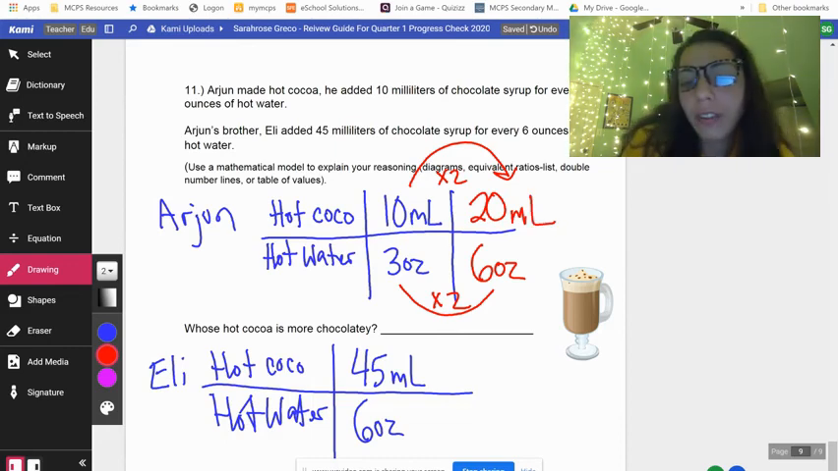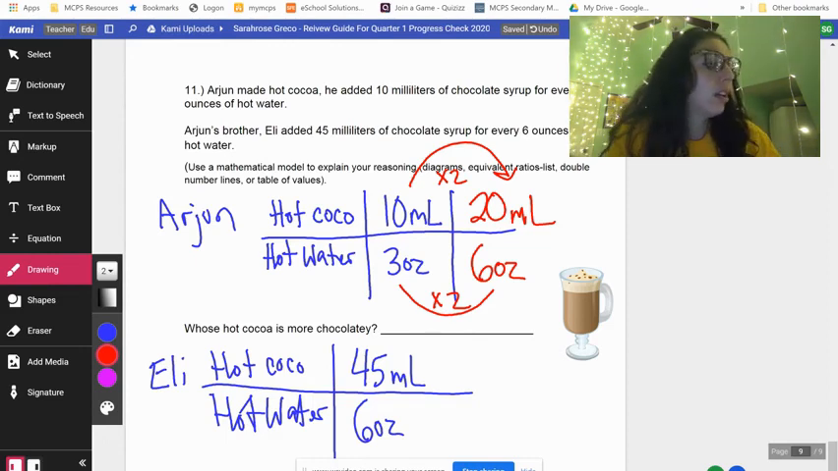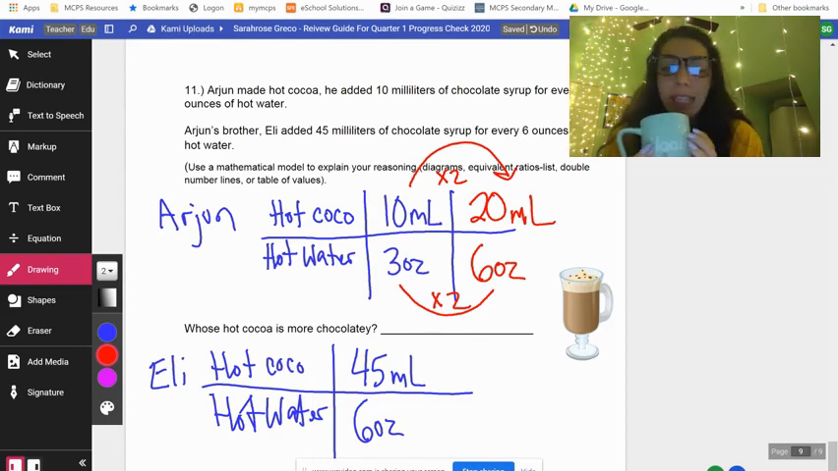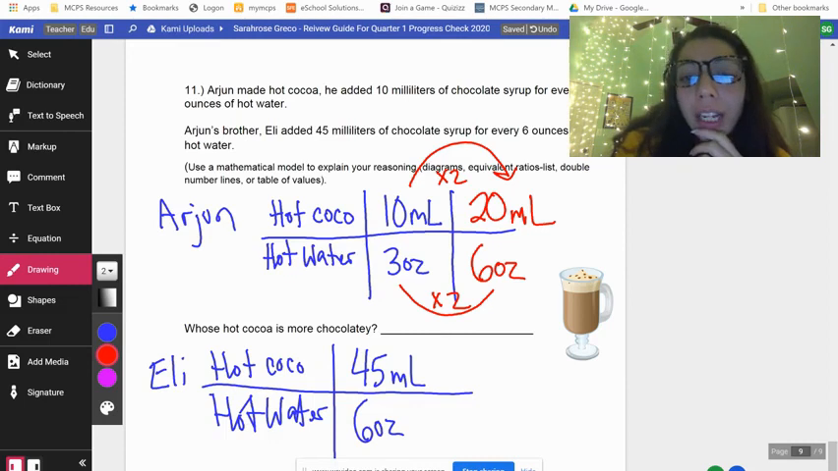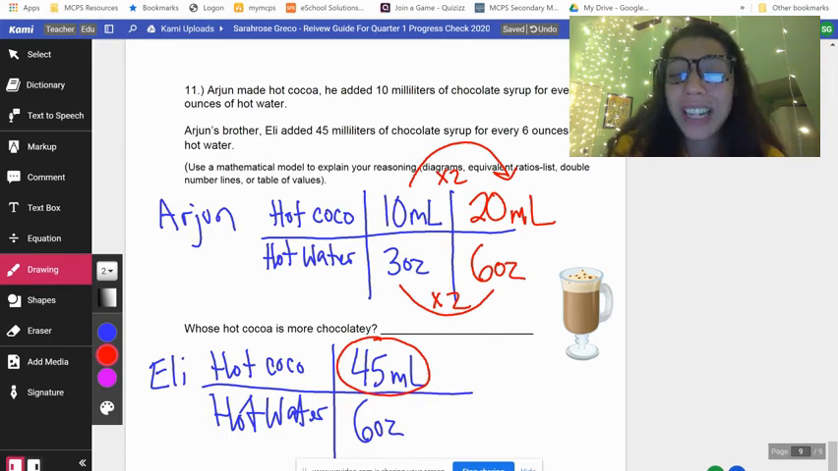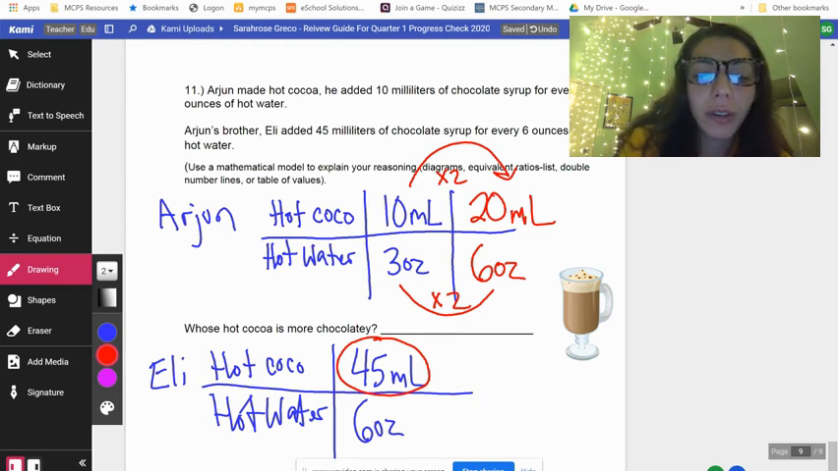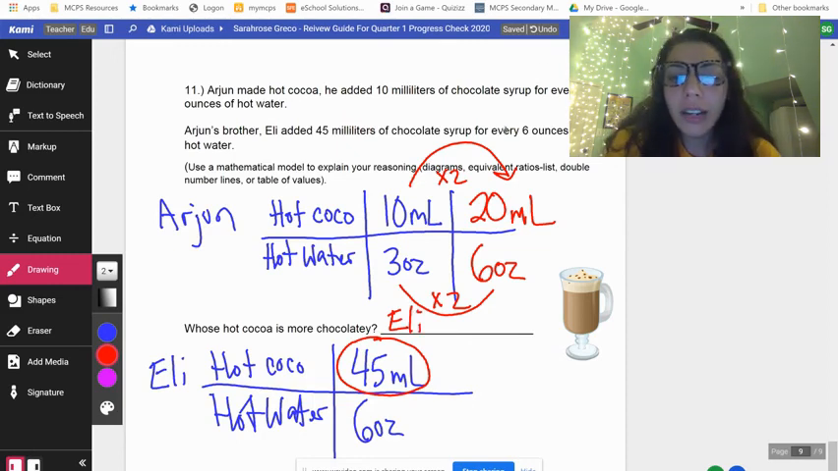They both are drinking from a 6-ounce cup, right, with the same amount of water, but they use a different amount of chocolate syrup. I noticed that Eli uses a lot of chocolate in his 6-ounce cup versus Arjan only uses 20 milliliters of hot cocoa. So whose hot cocoa was more chocolatey? It would be Eli. All right. Hope that was helpful.